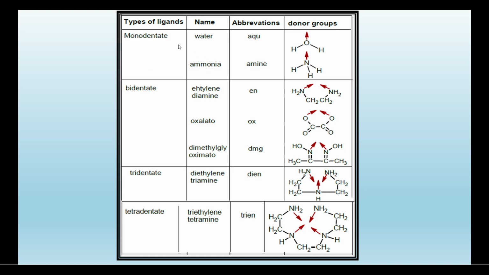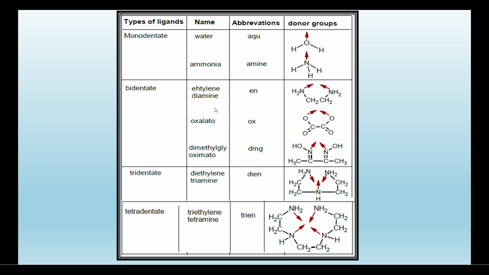Next, we look at the monodentate ligands: the types of ligands, the name, the abbreviations, and the donor groups present in the respective ligands. Coming to the monodentate, water and ammonia, the abbreviations are aqua and amine. Here the arrow mark shows the donor groups. Monodentate consists of one donor atom, and in ammonia, N is the donor atom.